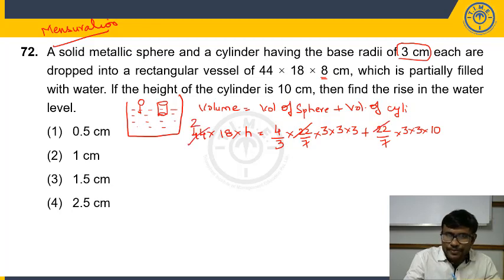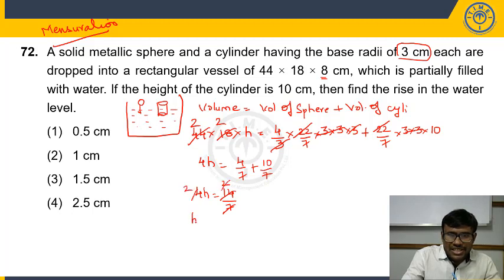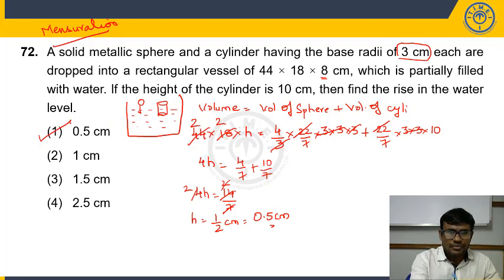22 ones, 22 twos, and 3 into 3, 9, again 3 into 3, 9, 9 twos are 18, and 3 ones and 3 ones, so 4h is equal to 4 by 7 plus 10 by 7. So 4h is equal to 14 by 7. So h is equal to 1 by 2 centimeters. So 1 by 2 centimeters means 0.5 centimeters. Which option? Option number 1 is the answer. Let us get into the next question, please.